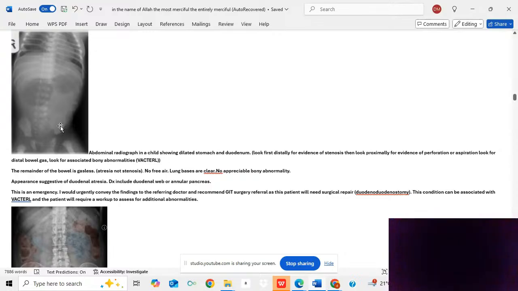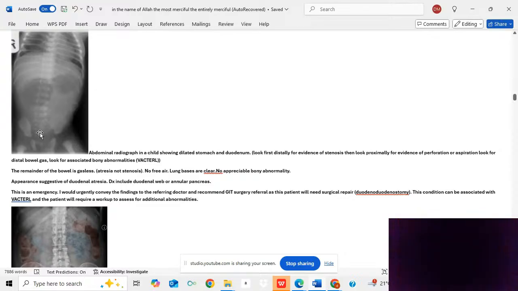In this case, you will see the double bubble sign of duodenal obstruction. There's a dilated stomach and duodenum. When you see the double bubble sign, you need to look distally and proximally. You need to look distally for evidence of duodenal stenosis and not atresia.